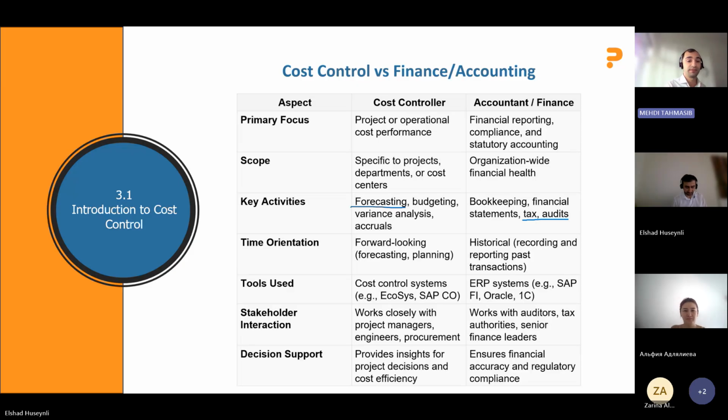There is also a difference in the tools. Accountants have their own tools like SAP and Oracle 1C, which are enough for them to track all their actuals. But we, as cost control, also need a reporting model. We do that with Ecosys and Microsoft Power BI. There is also a tool called Prism. It depends on the company, but the more commonly used are Ecosys and, I would say, Microsoft Power BI.